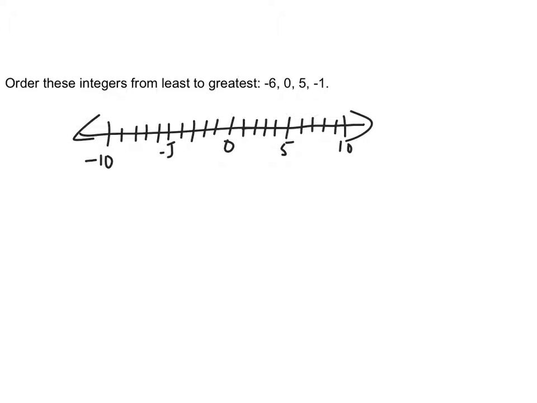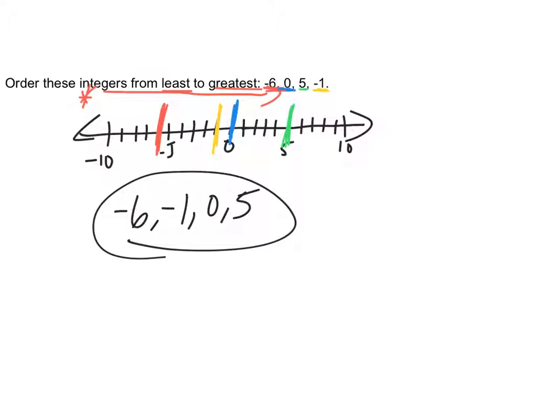So go ahead and pause the video now, put these 4 numbers on the number line, and then you're going to go from least to greatest, so smallest to largest. You're going to start over here, and work your way to the right. Pause the video, get this done, then hit play, and see how you did. Okay, as you can see, I put all my numbers on the number line going from left to right because it says least to greatest. I would go -6, -1, 0, and then 5.